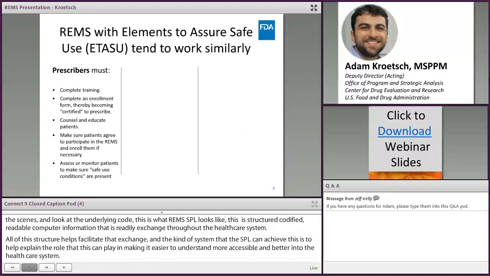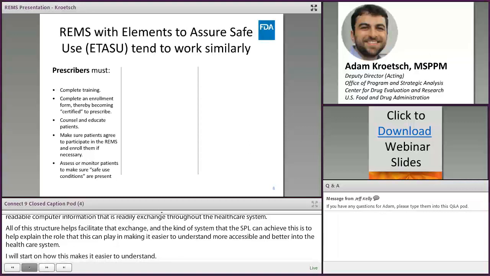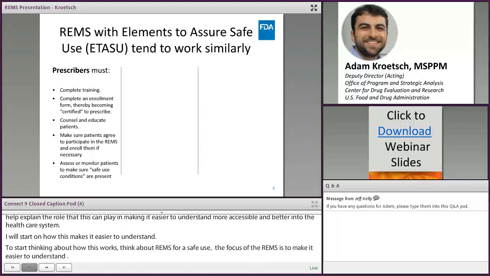So to start thinking about how this works, it's useful to think about how REMS with elements to assure safe use, which are the focus of much of our REMS efforts to make REMS easier to understand, tend to work. Elaine introduced them at the previous discussion, so I'll go over this really quickly to go into a little more by stakeholder how the different participants in the REMS carry out their activities in REMS with elements to assure safe use. Now, I'd start by noting that every REMS works differently.